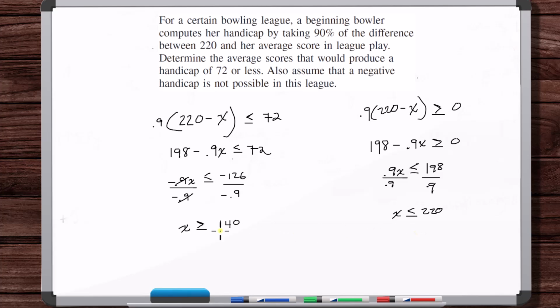So let's write this here. It's asking us the average scores. There's the average scores, less than or equal to 220, greater than or equal to 140. All scores that are between 140 and 220 inclusive result in handicaps of 72 or less.